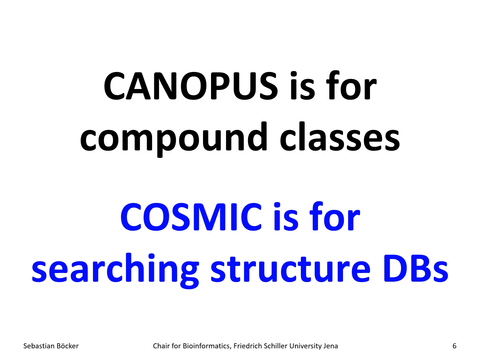One short explanation about the differences between Canopus and Cosmic. Both have totally different reasons to exist. Canopus is for predicting compound classes, and it's really, really good for that. In particular, it's giving you compound class annotations for every single compound, even for those which are not in any structure database today and won't be in a structure database in 10 years. That's cool. Cosmic, what we are talking about today, is for searching in structure databases again.